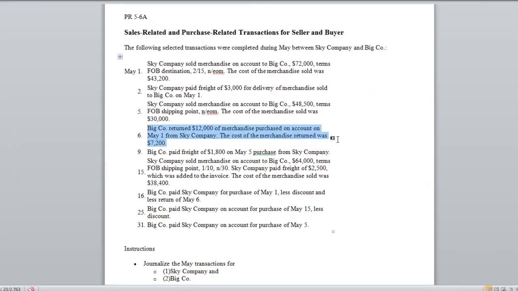On the 6th, we're going to return $12,000 of merchandise that was purchased on account on the 1st of May back to Sky Company. Once again, the cost information was only relevant when we were the seller, and now we're pretending to be the buyer, so we can disregard that piece.